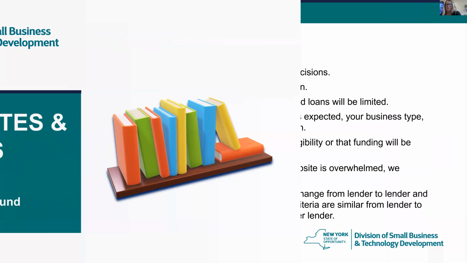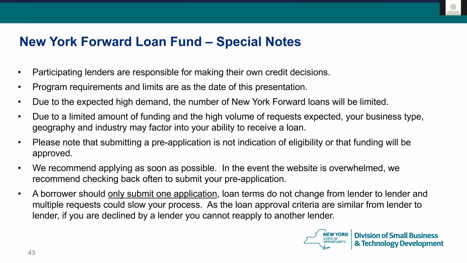Now on to some special notes and some special resources. Some things I want to point out that are important. Participating lenders are responsible for making their own credit decisions. So participating lenders are ultimately responsible for deciding if you qualify for a loan. As much as we might like to affect their judgment and their decisions, we can't do that.